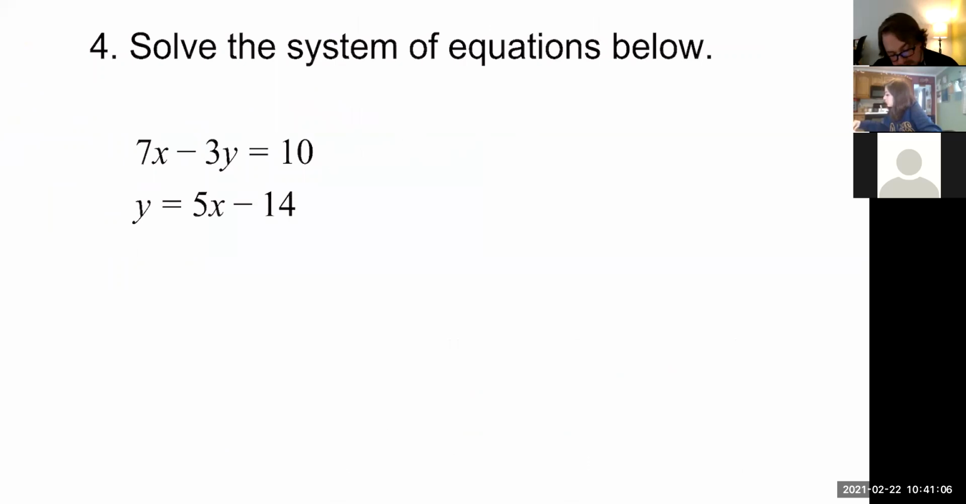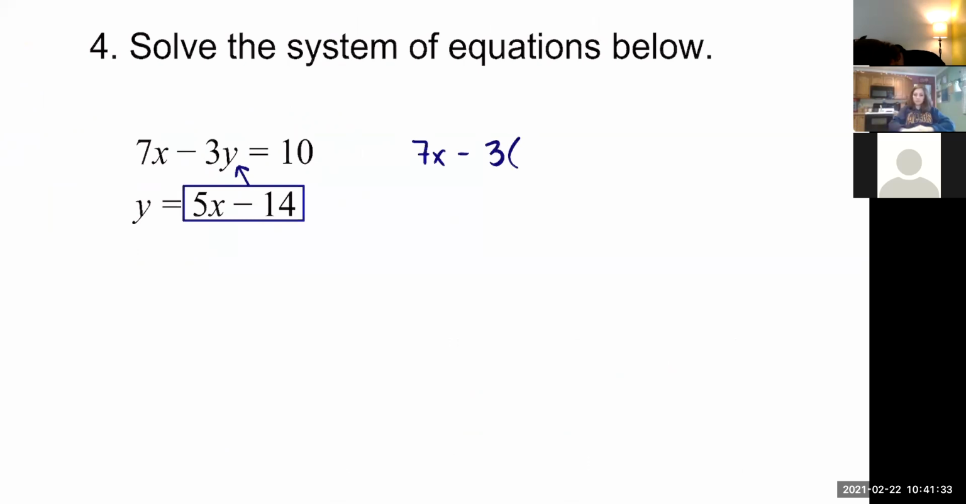This time, the variable that's by itself is in the bottom, and it's the y again. So I'm going to box that in. And wherever I see a y, I'm going to replace it with the 5x minus 14. And the only other y I see is right here above it. So the top equation is going to become 7x minus 3, but instead of y, I'm going to put 5x minus 14 equal to 10.